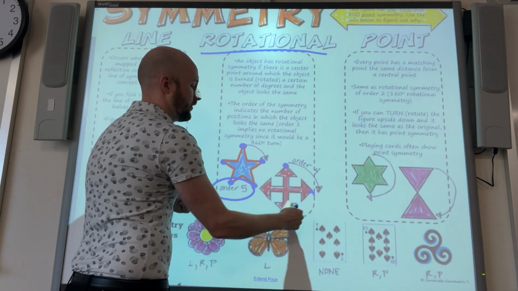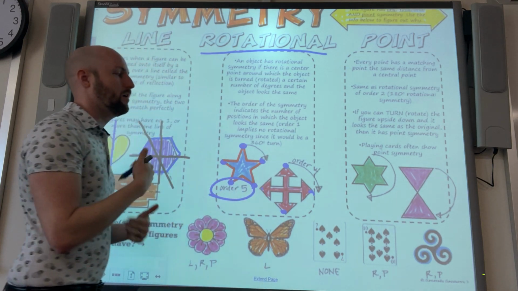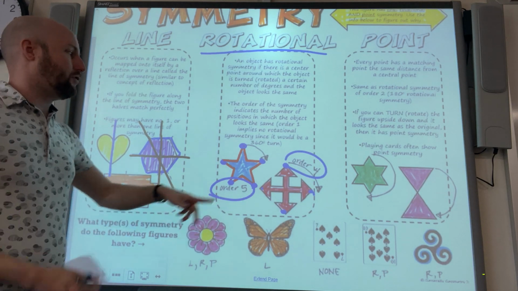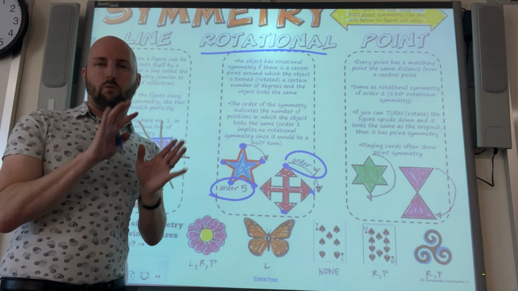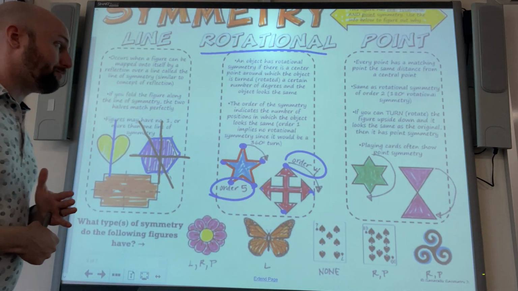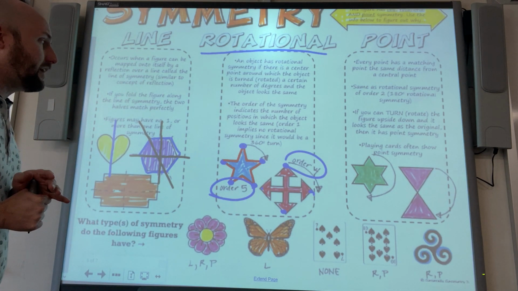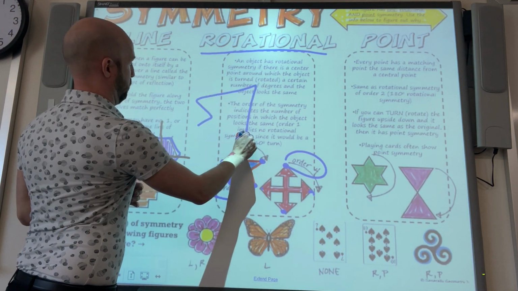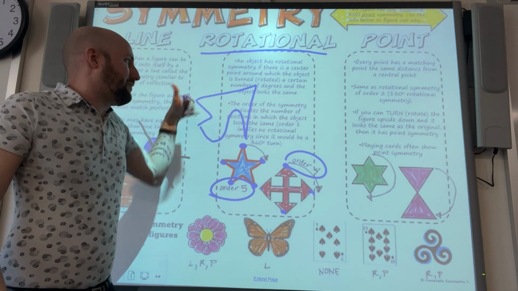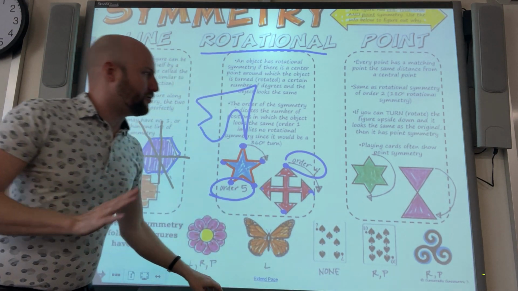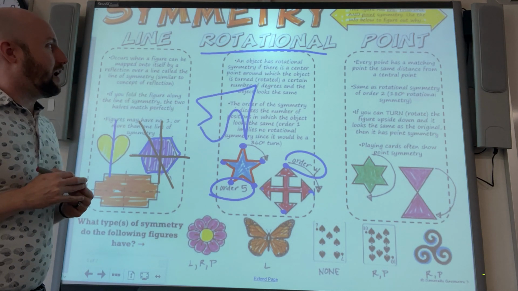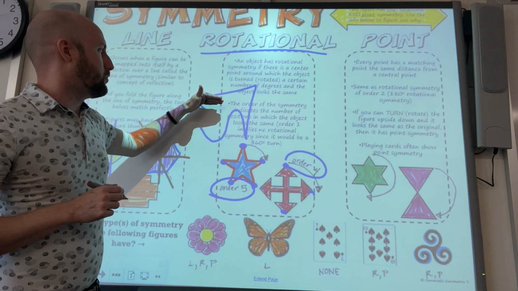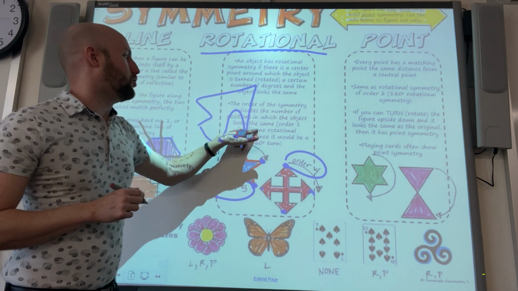This one has 4 different places where I could stop and it would look the same all the way around. So that would be order 4. It may not have to do with how many pointy points you have, but you want to watch what's going on. A lot of times it does line up with that. Now, if something cannot turn at all, that is up to the individual. It says an object has rotational symmetry if there's a center point it can be turned around. The order of the symmetry indicates the number of positions. Order 1 implies no rotational symmetry.